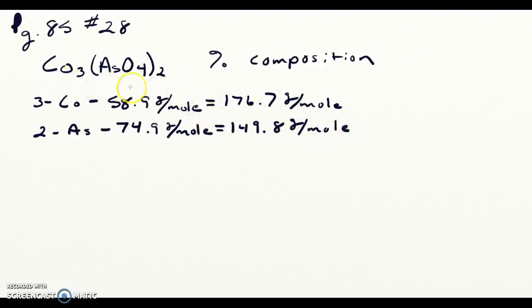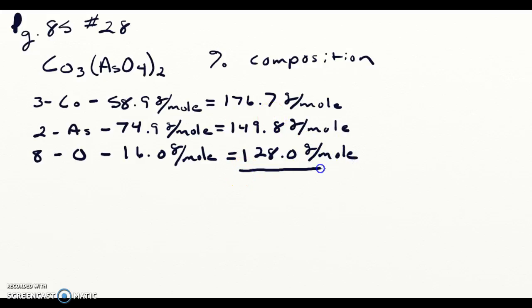And then the last one is oxygen. There are 4 in the arsenate. However, there's a subscript of 2, meaning that this whole group is doubled. We doubled the arsenic, so the oxygen needs to be doubled as well. And so there's a total of 8 oxygens. Each oxygen is 16.0 grams per mole. When I multiply 8 times 16, I get 128.0 grams per mole.